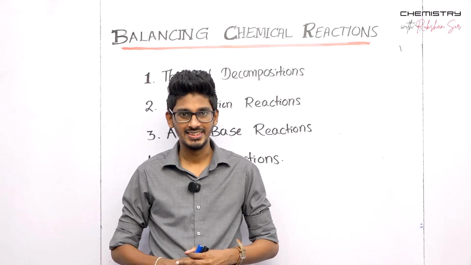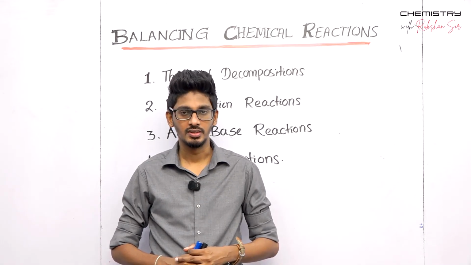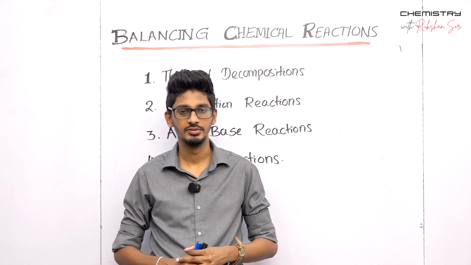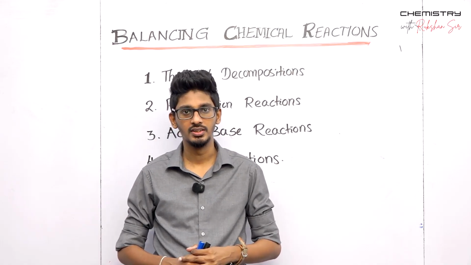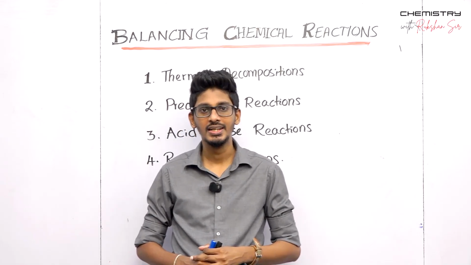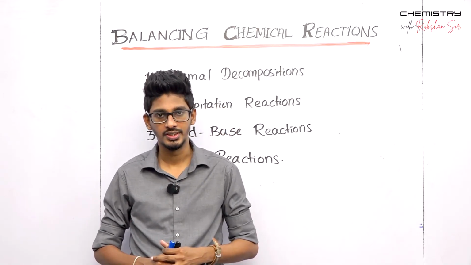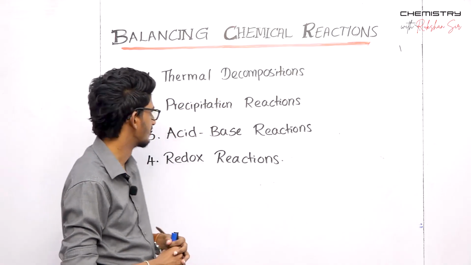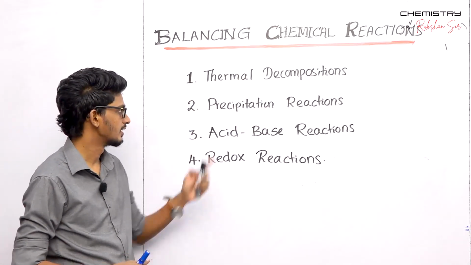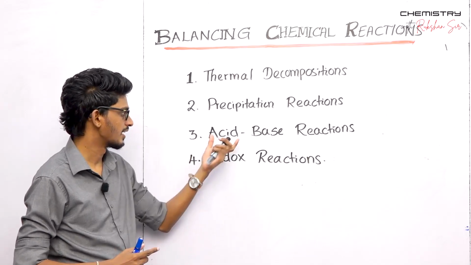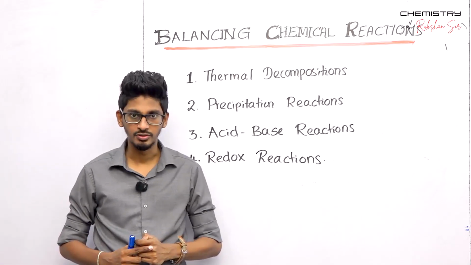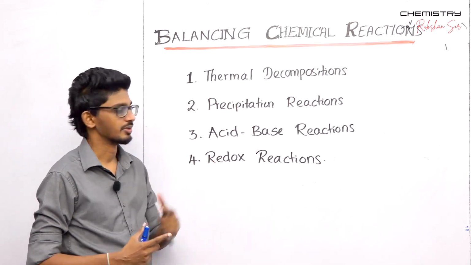Good afternoon all. Today we are going to discuss balancing chemical reactions. Right, that is the topic for today. So we are starting a new section today. From today onwards, we are going to discuss 4 types of chemical reactions. First, we will start with the thermal decomposition reactions. Then we go towards the precipitation reactions, acid base, and the redox reactions. Our main discussion for today is this thermal decomposition.